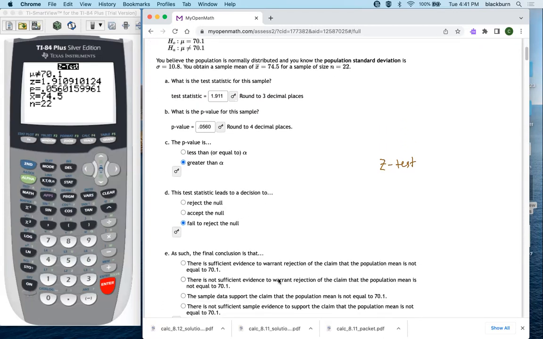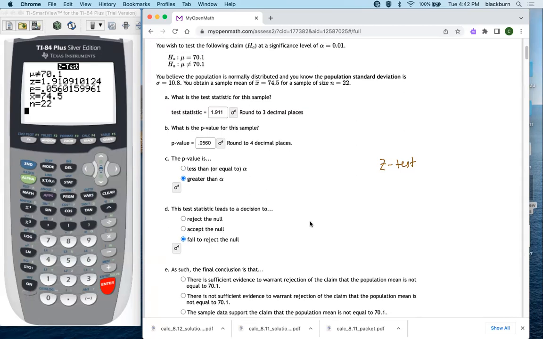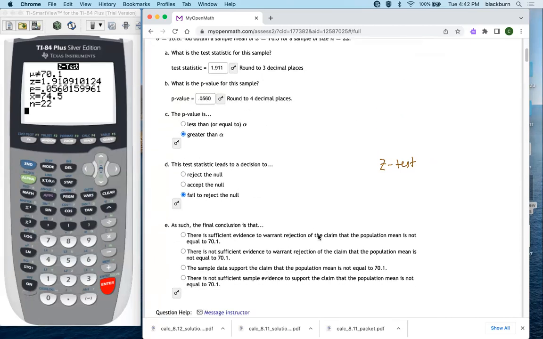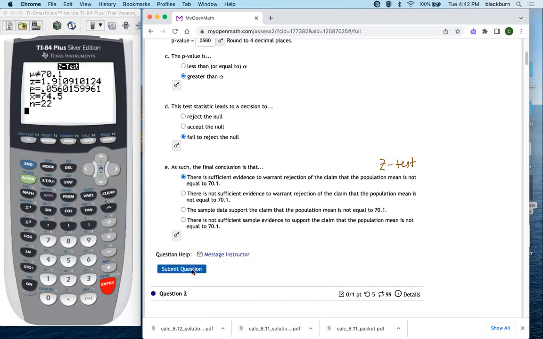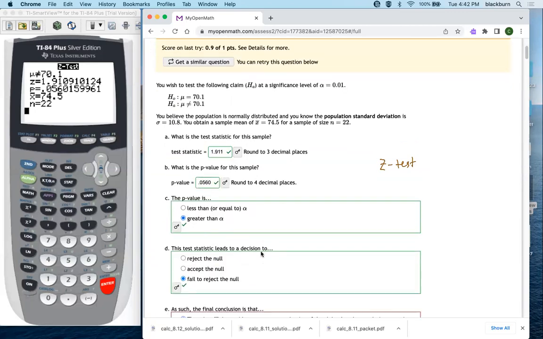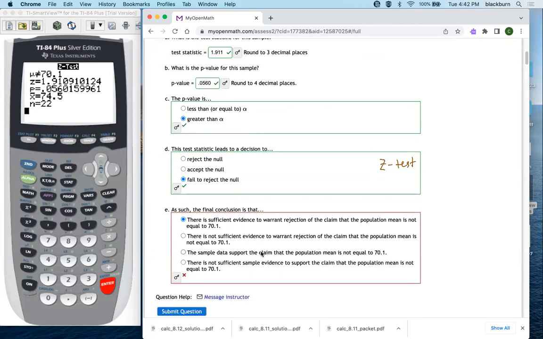Okay, so the final conclusion then is there's not enough evidence in this case to reject the claim that the mean is 70.1. So let's see, there's not enough evidence to warrant rejection of the claim that the mean. See, these are tricky, so I'm going to put that and see what happens. Of course, I got it wrong. So the final conclusion, because there's not sufficient evidence.